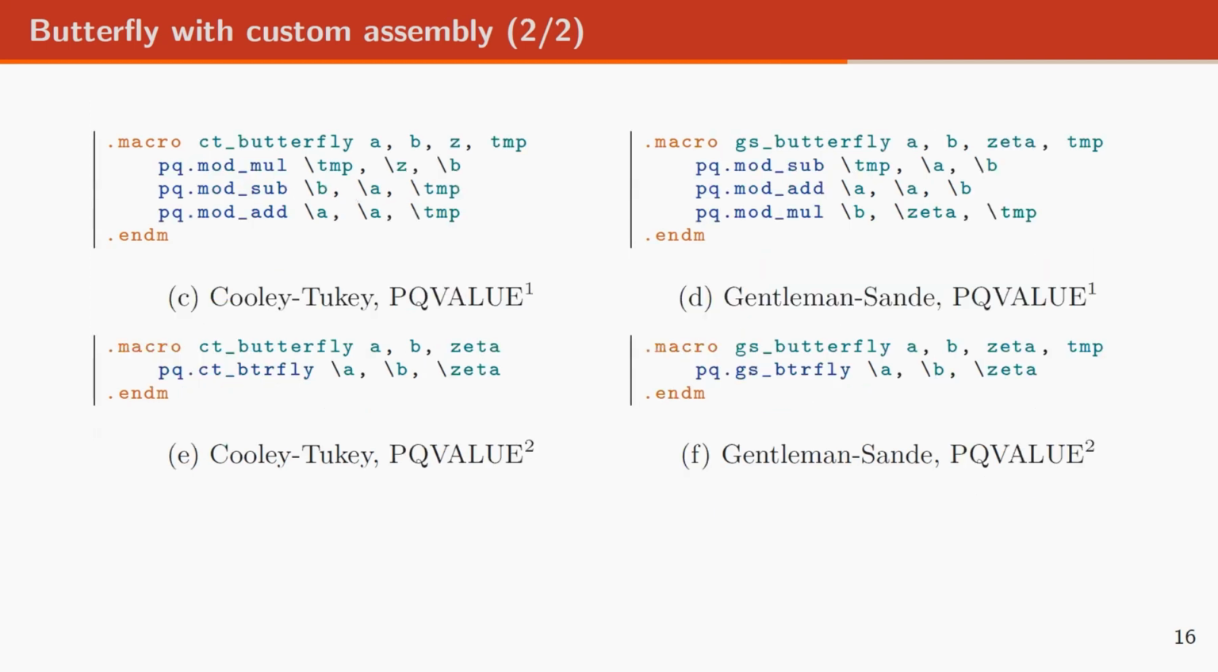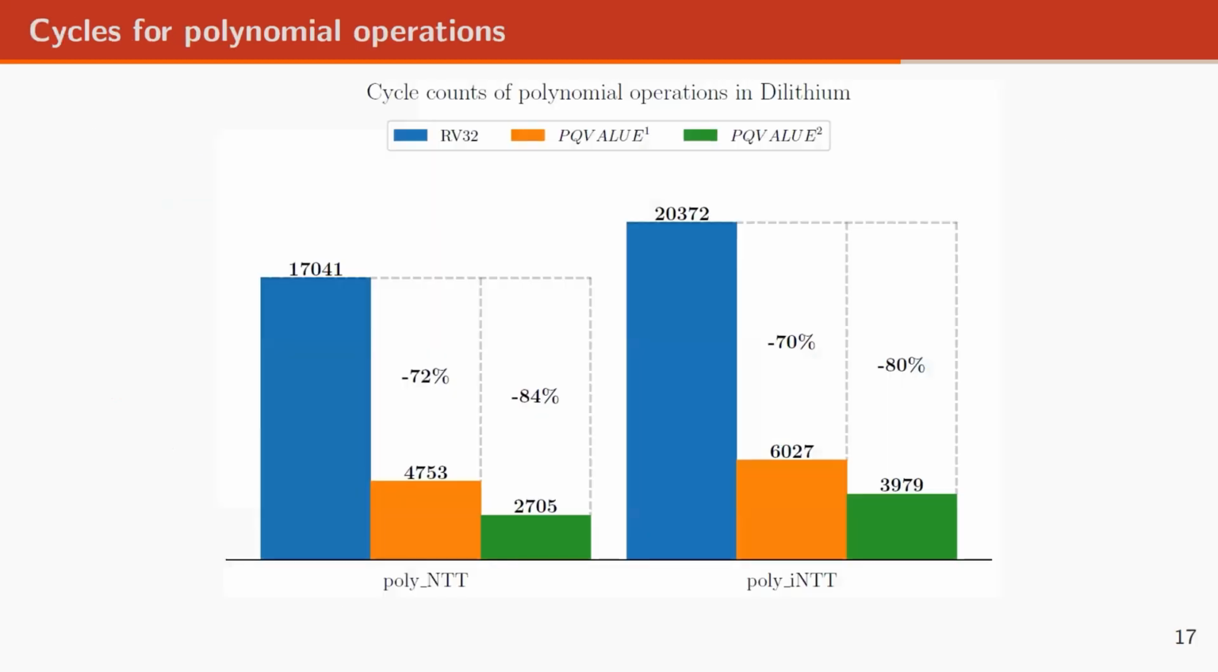But we managed to make it 1. In order for our comparison to be fair, we make two different comparisons. We assume that we don't have the special register file that PULPino has, so we measure with the simple modular operations, like modular multiplication, then subtraction and addition, and similar for the GS butterfly. And we also measure with a special feature that PULPino has.